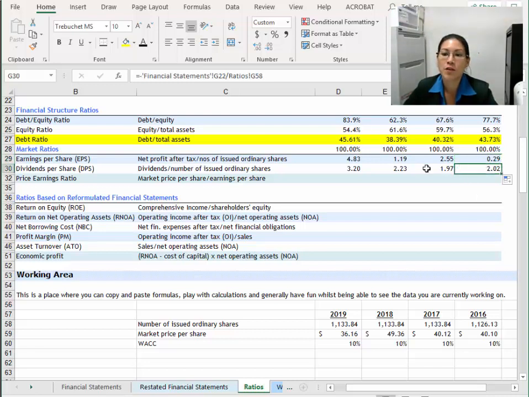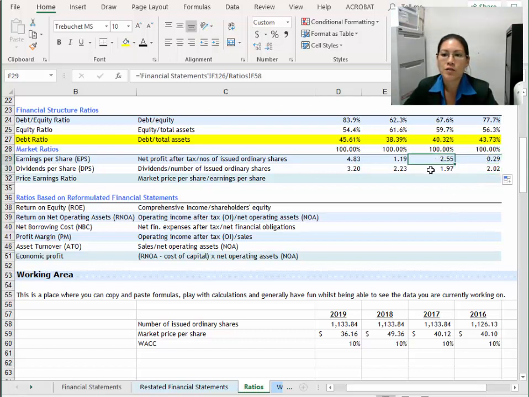But Wesfarmers, if you look at the dividends per share, it's been fairly consistent. They've paid, generally around $2.02, $1.97, $2.23, and in 2019 they paid an even larger dividend. It was quite huge, to do with the demergers that they went through. So $3.20 per share. Okay, so if you have a look at every year, compare these two together, they earned that much, they actually paid out that much.